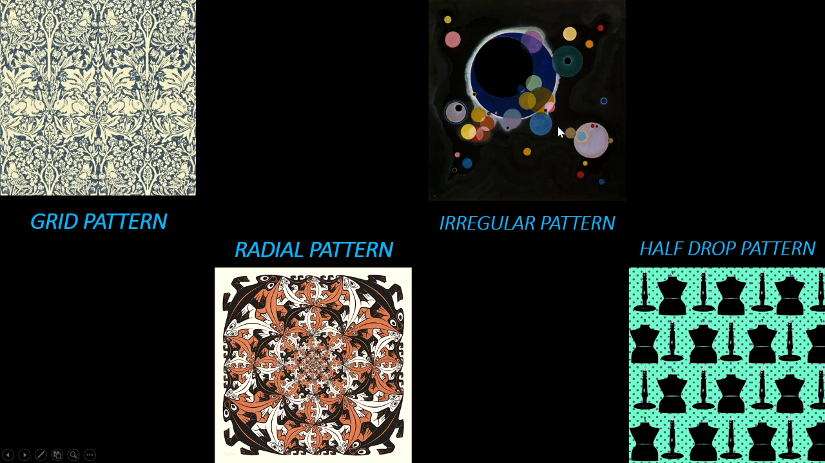Then up here we have this Vasily Kandinsky painting where it's an irregular pattern. So the circles are not in any sort of order, but you can tell that it's a pattern because there are circles. That's what he's using over and over again, circles. And so we see the pattern of circles even though they're not repeated in any organized way per se. What is organized is the use of circles. I know that sounds a little confusing, but it's really not.